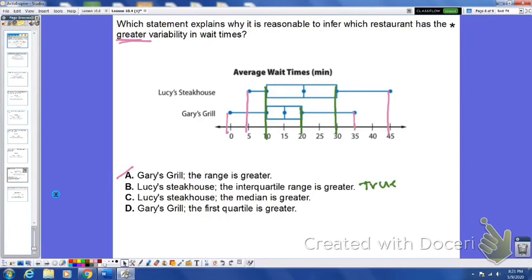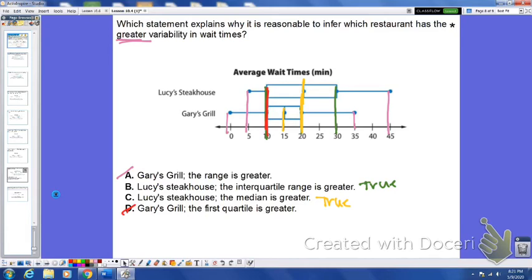For C, Lucy's Steakhouse, because the median is greater. Okay, so remember our medians are in the middle. So Lucy's median is at 20. Gary's median is at 15. So yes, Lucy's median is greater. So this is also true. And then for D, Gary's Grill, because the first quartile is greater. Okay, so Gary's first quartile is at 10. Lucy's first quartile is also at 10. So they're actually equal. His is not greater.